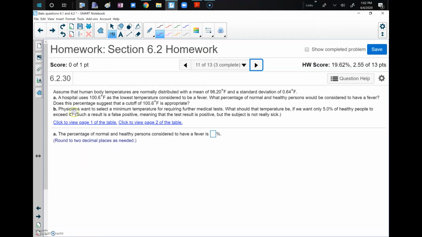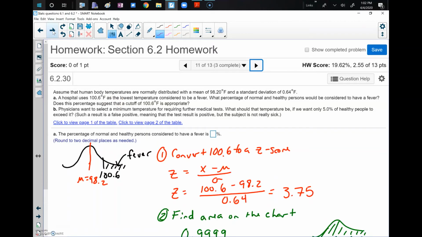The next problem, problem 11, here we have that they told us that our body temperatures are normally distributed with a mean of 98.2, standard deviation of 0.64, and the hospital uses 100.6 as the lowest temperature to be considered a fever, and it wants to know the percentage of normal and healthy people that would be considered to have a fever. So similar to all the things we've been doing up to this point, we draw ourselves a picture.